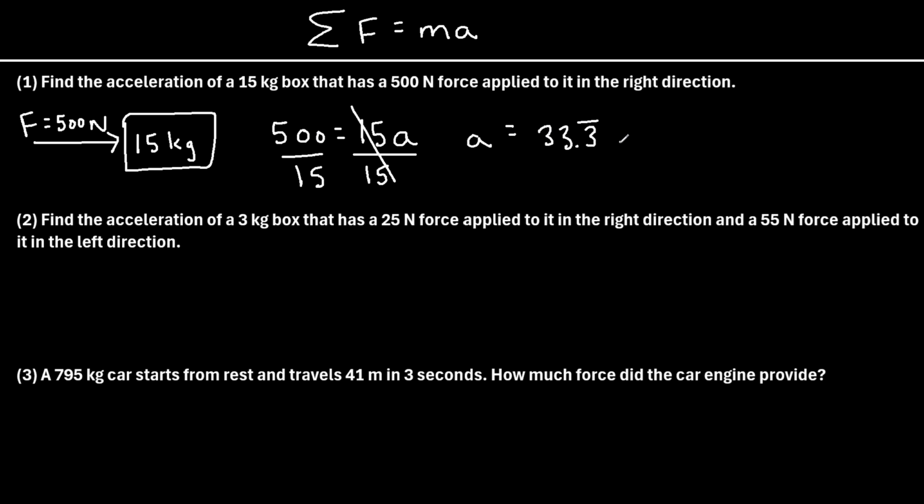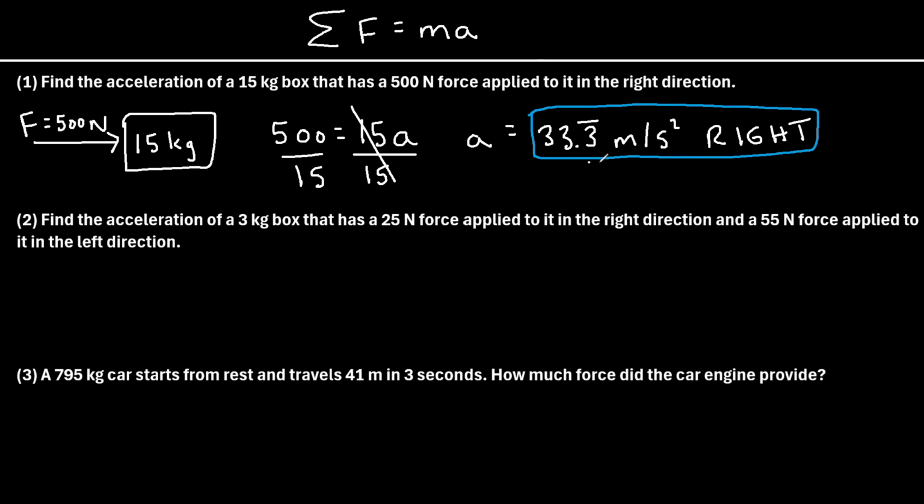Now our units for acceleration are going to be meters per second squared. Now, when we write acceleration, we should always specify in what direction is that acceleration. So in this case, we're told that this force is pushing the box towards the right. So we'll say the acceleration is this value to the right. So that will be our answer for this one.